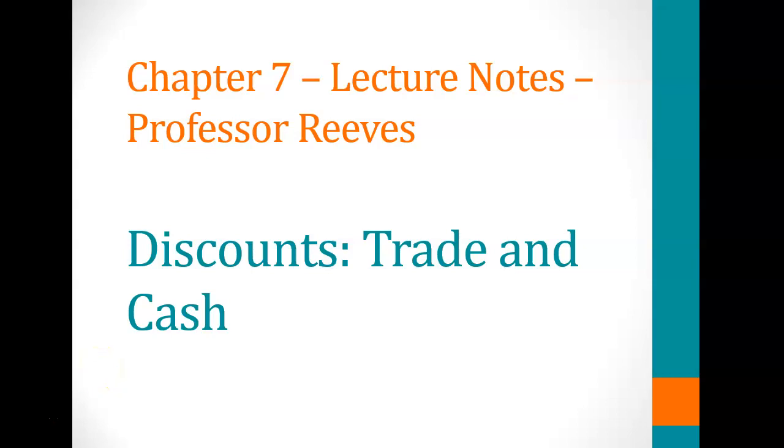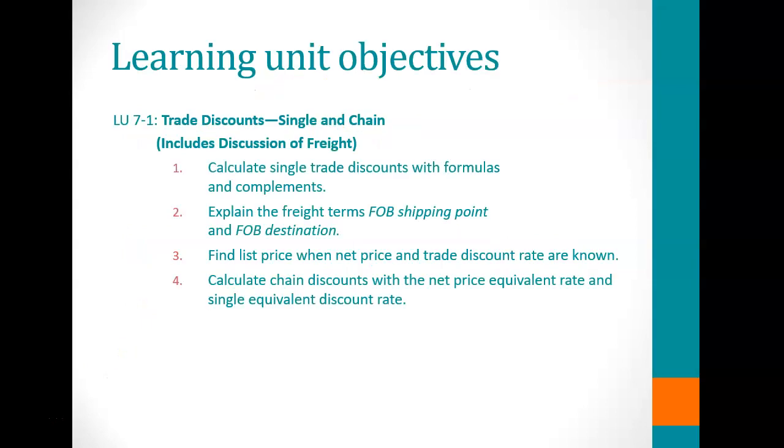Chapter 7 focuses on how to calculate trade discounts as well as cash discounts. You ready? Let's go. So we'll focus on things such as how to determine a single trade discount using formulas and complements. We'll look at shipping terms such as FOB shipping point and FOB destination and understand what those terms actually mean. We'll look at the list price of an item, net price, and trade discounts. And we'll end the chapter on how to calculate what's known as chain discounts.